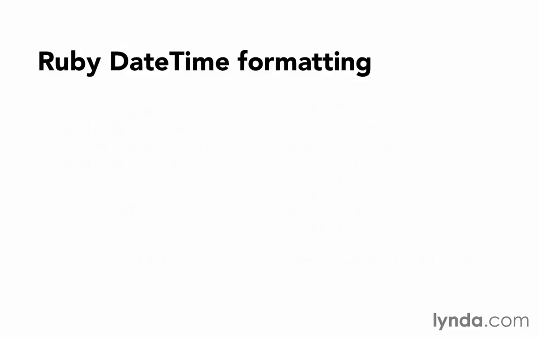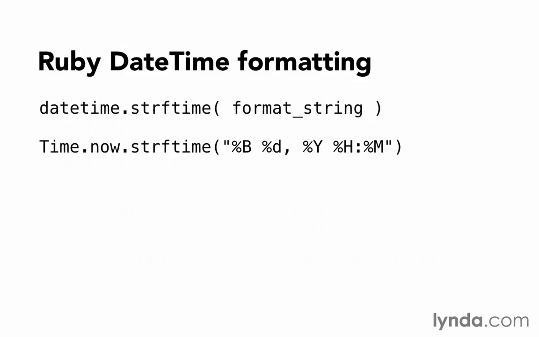Now, Ruby also offers some basic datetime formatting by using the method called strftime. You can either pronounce that string from time, string for time, or string formatted time. But what you pass in as an argument to it is going to be a format string. So in my example, you see I've got a format string there with percent signs as placeholders for the month, the day, the year, the hour, and the minute.